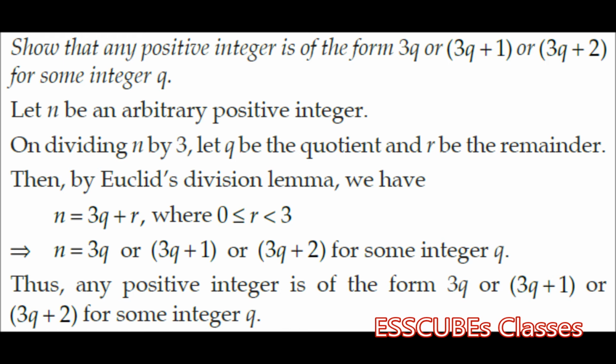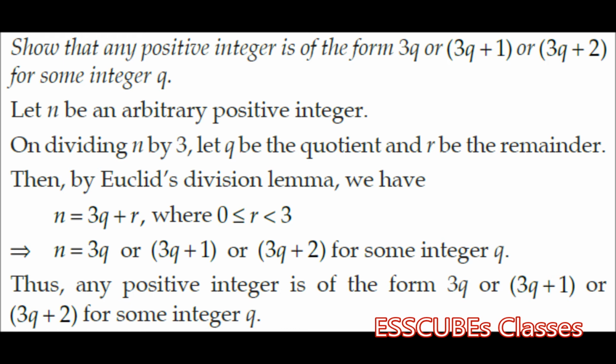So on dividing n by 3, the quotient is q and the remainder is r, then we can represent this as n is equal to 3q plus r, where the remainder ranges from 0 to 2, less than 3. So n is equal to either 3q if the remainder is 0; if the remainder is 1, I can write it as 3q plus 1; if the remainder is 2, I can write it as 3q plus 2. Again, I repeat, the remainder cannot be 3 because we are dividing by 3. If it is 3, then the remainder will become 0.